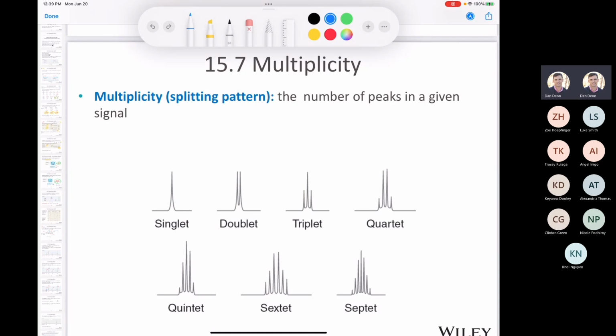If we have just 1 peak, I call it a singlet. If we have 2, I call it a doublet. If there's 3, it's a triplet. Then we have a quartet, a quintet, a sextet, and a septet. If you're wondering, is there an octet? We would never see an octet in this class.